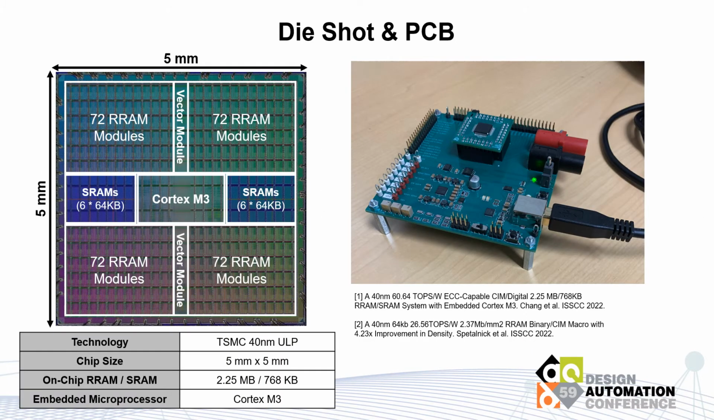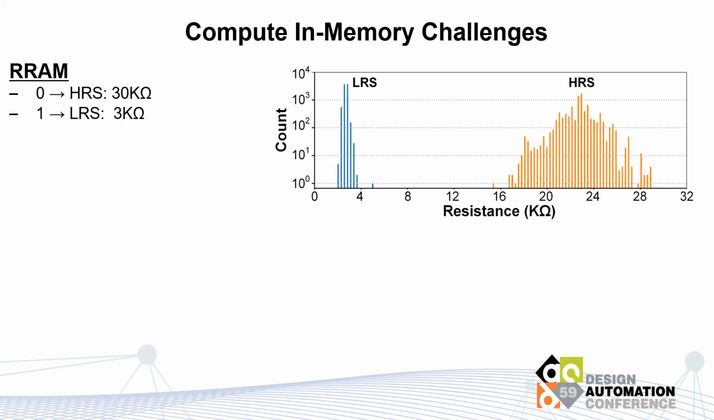Here is a die shot of the test chip recently presented at ISSCC 2022. The test chip is fabricated in TSMC's 40nm RRAM and CMOS process. It is 25 millimeters squared and has 2.25 megabytes of on-chip RRAM. And it also has an embedded Cortex M3 on chip. So using this test chip, we can characterize compute memory errors.